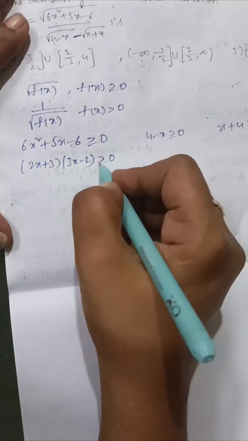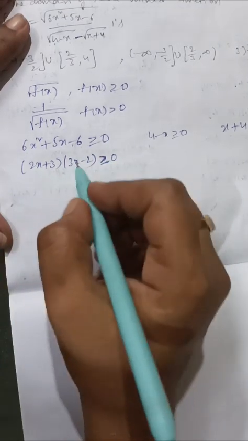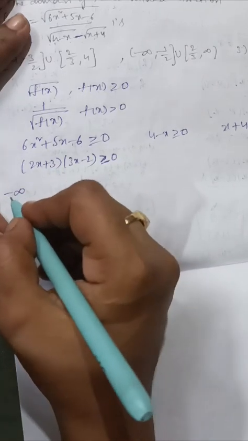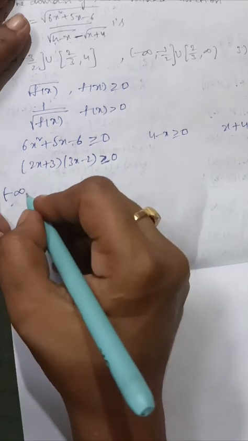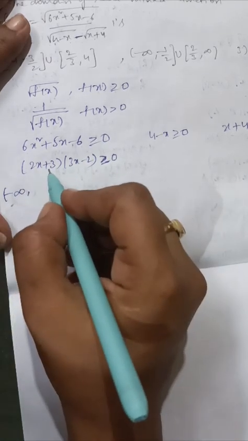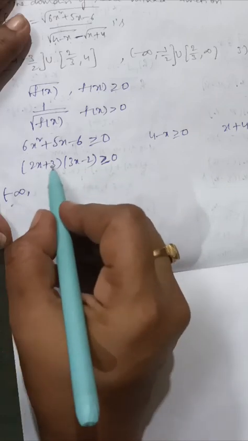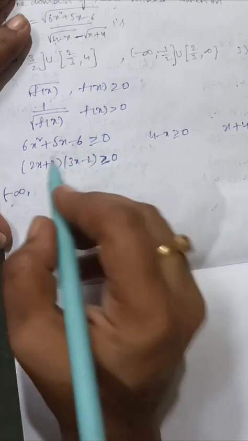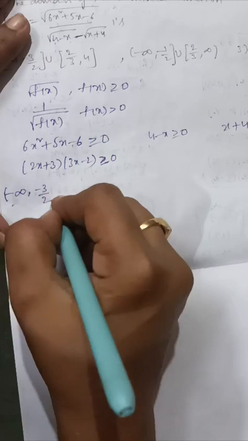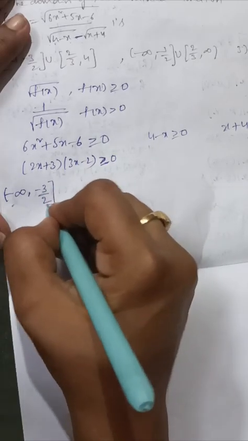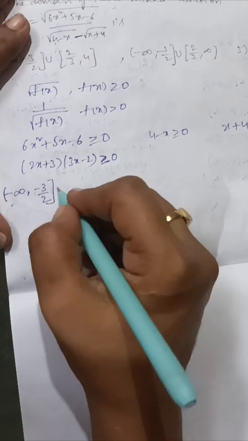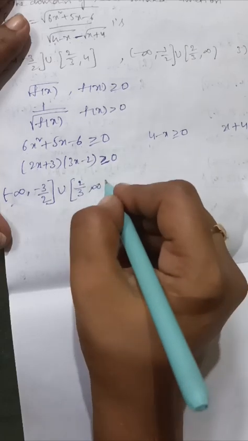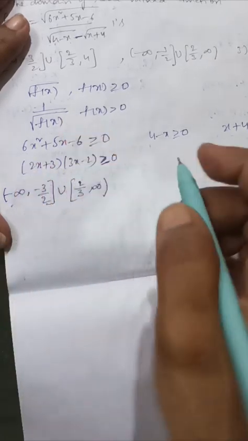If the expression is greater than or equal to 0, the x values must not lie between the roots. So it starts with minus infinity. The solution is minus infinity to minus 3 by 2, since 2x plus 3 equal to 0 gives x equal to minus 3 by 2, and here the other root is 2 by 3. Minus 3 by 2 is smaller than 2 by 3, so take first minus 3 by 2 with a closed bracket because it is equal. Union, one more interval, 2 by 3 to infinity. So this is the solution for the first expression.